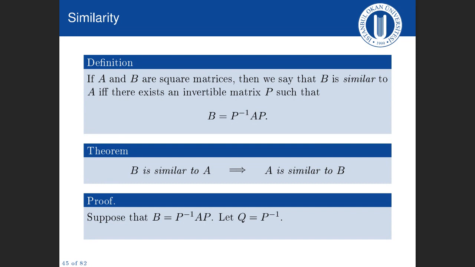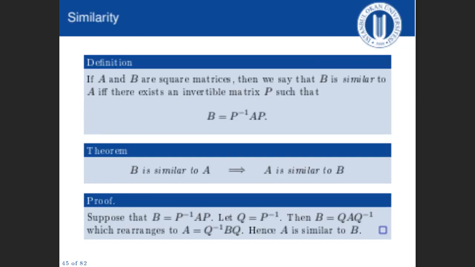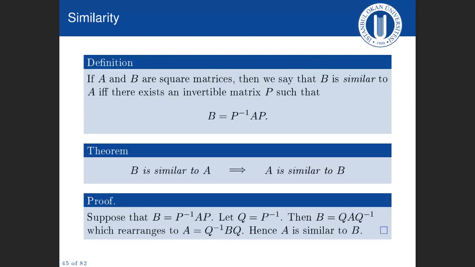Let's start by supposing that B is similar to A. So in other words, we're going to start by supposing that B is equal to P inverse AP, and then we're going to let Q be equal to P inverse. So then Q is an invertible matrix, and we have B is equal to QA Q inverse, but that just rearranges to A is equal to Q inverse BQ, and that proves that A is similar to B. So instead of saying a matrix is similar to another matrix, from now on we could just say that two matrices are similar to each other, or two matrices are similar.